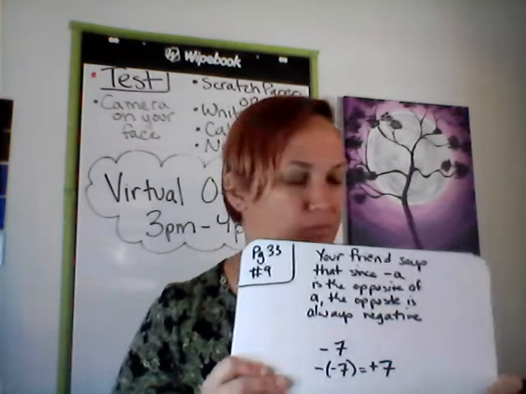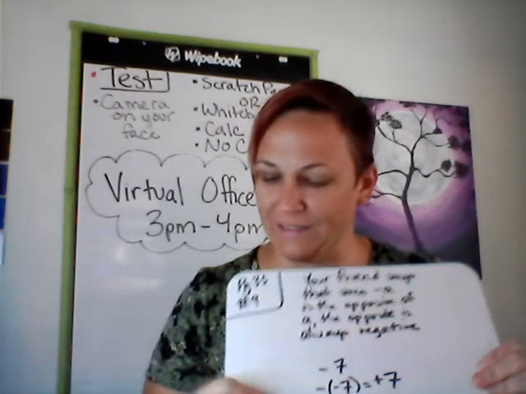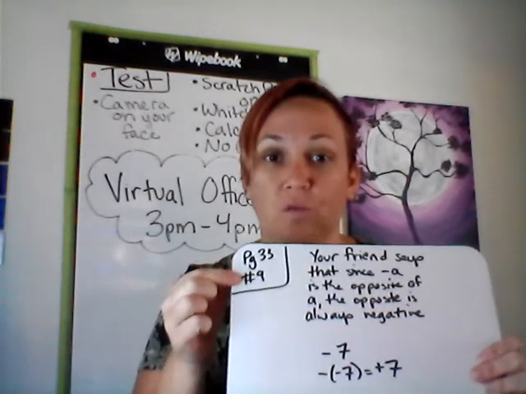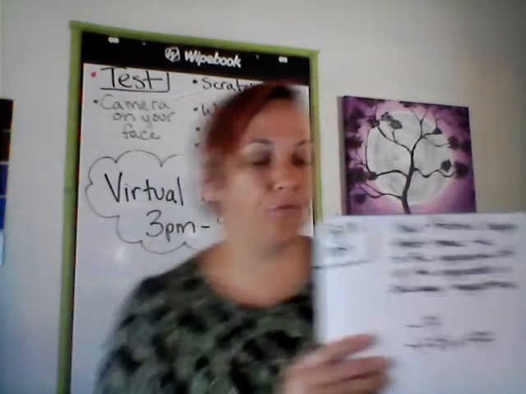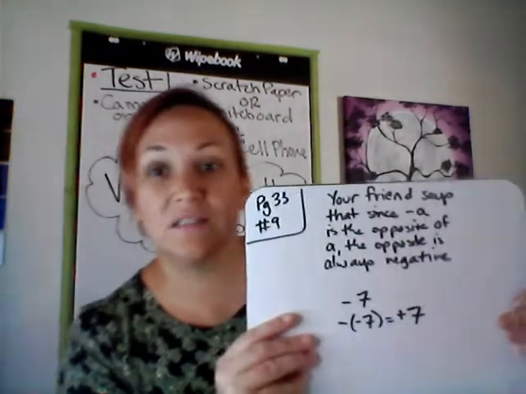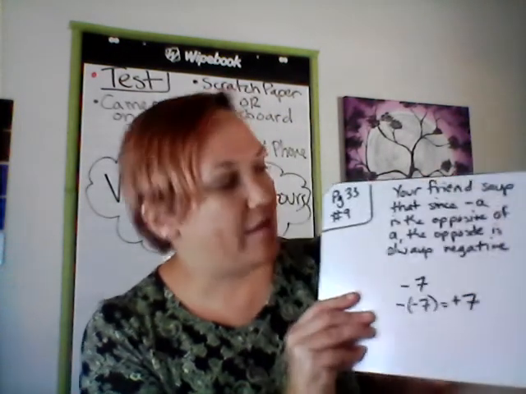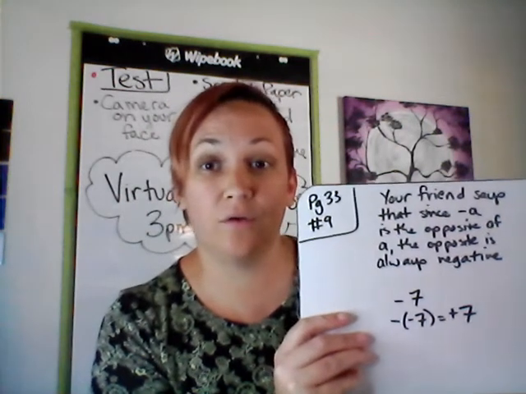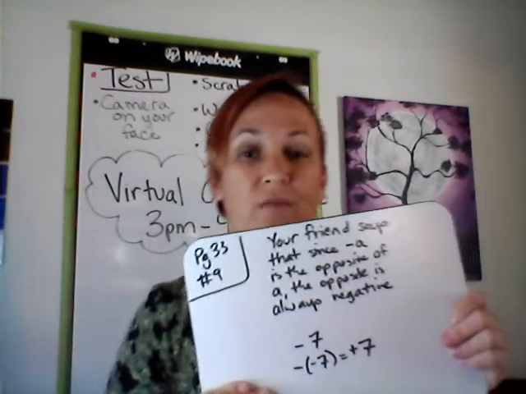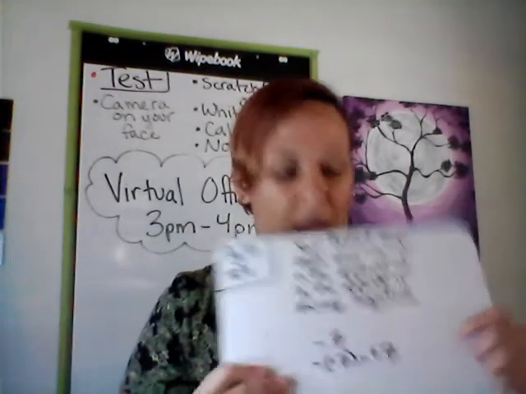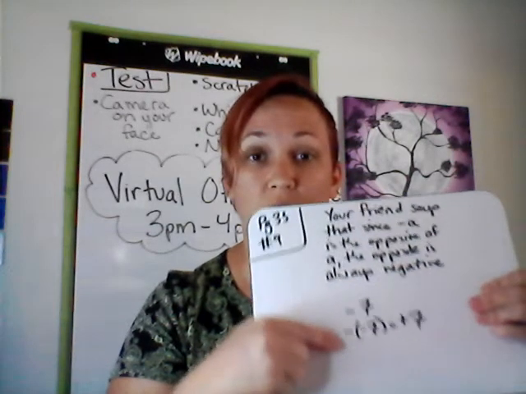Hi, I'm Mrs. Gallagher, and for my extra credit video today, I'm going to explain to you the problem from page 33, number 9. And this problem said that your friend says that since -A is the opposite of A, that the opposite always has to be negative. And I think this is wrong. I don't think that an opposite is always negative. And here is my example of why an opposite is not always negative.